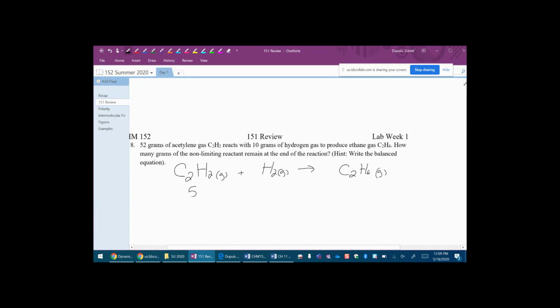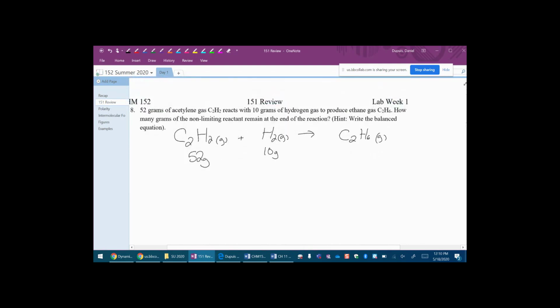I have 52 grams and I have 10 grams. All right. So what I like to do here, divided by the molar masses, 2.02 grams per mole, and 12 and 12, 24, 26.05, 26.04 grams per mole. All right, and let's see what we get. 52 divided by 26.04. I get basically 2.00 moles.